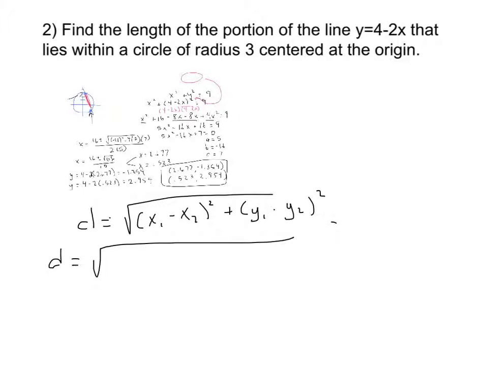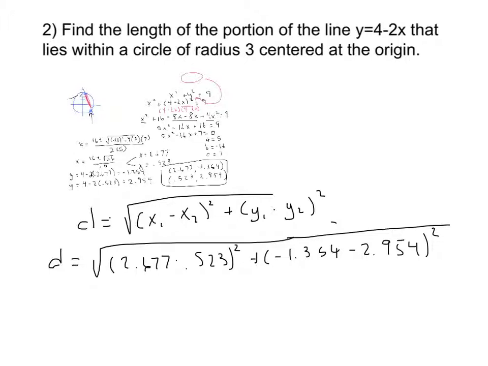I'm going to have d equals the square root of 2.677 minus 0.523 squared plus, instead of y1, I'm going to have negative 1.354 minus 2.954. And I'm going to square that. And that's all under the square root. And when I just plug all of that in on my calculator, I get the distance between those 2 points, which is 4.8165 units.